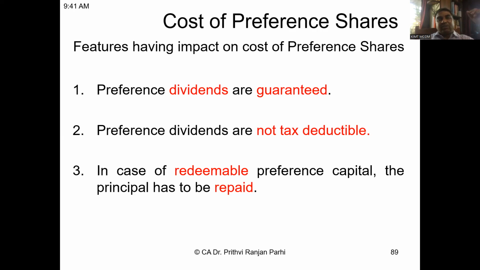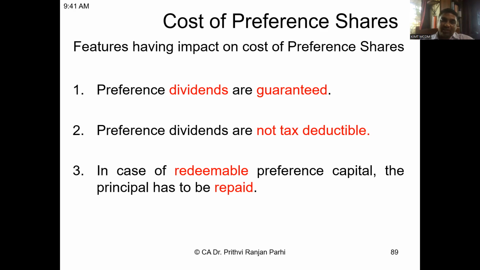Let us first learn some of the features of preference shares, which have some impact on cost. Preference dividends are guaranteed; they are predetermined. People buying preference shares know the type of dividend they are going to get. So suppose it is a 9% preference share, the dividend rate will be 9%.